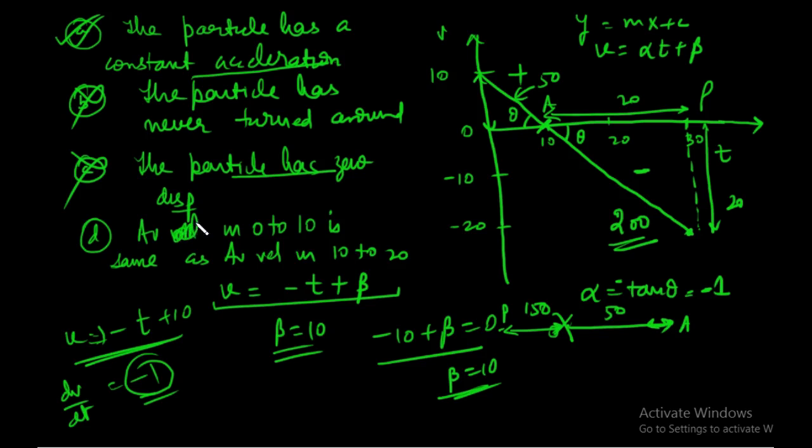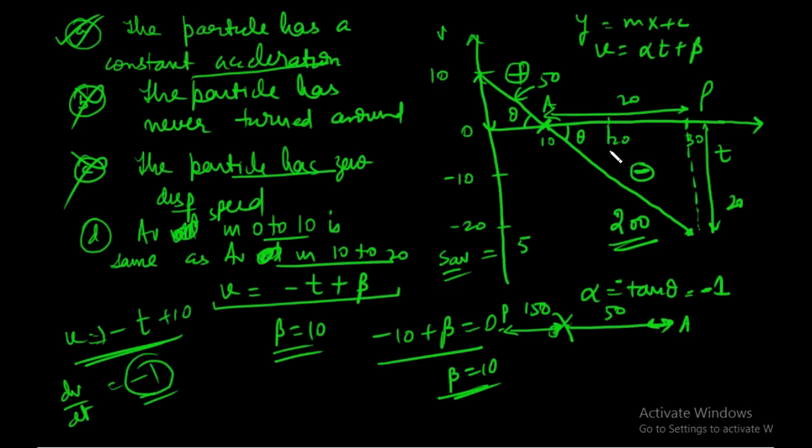Now the average speed in 0 to 10 is the same as average speed in 10 to 20. Yes, because if we are counting speed, then I will not take the signs of these areas. Speed is total distance by total time. So from 0 to 10 total distance is 50 and total time is 10, so 5 average speed.